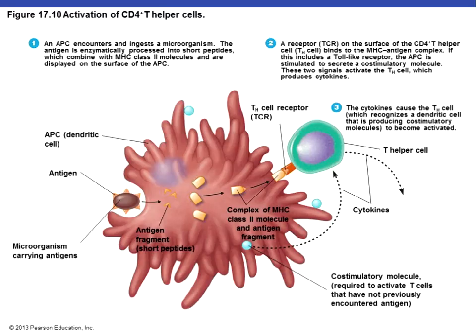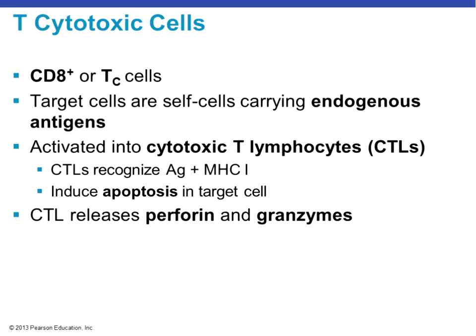So here we have the activation of the CD4 helper T cells. We have the antigen that's being phagocytized by the dendritic cell. The antigenic fragments are going to be displayed on the class 2 MHC marker. This toll-like receptor recognizes that, and it's going to release chemical messengers to activate another cell, a cytotoxic T cell, to be activated so that it can kill the specific infection.